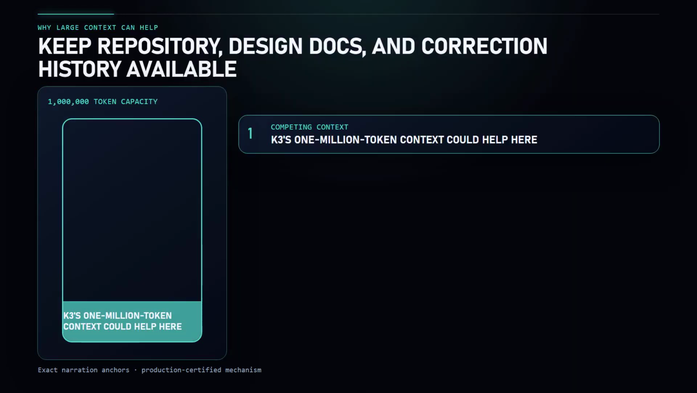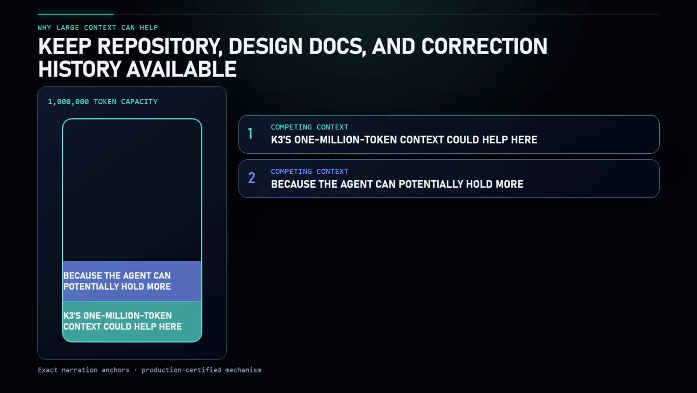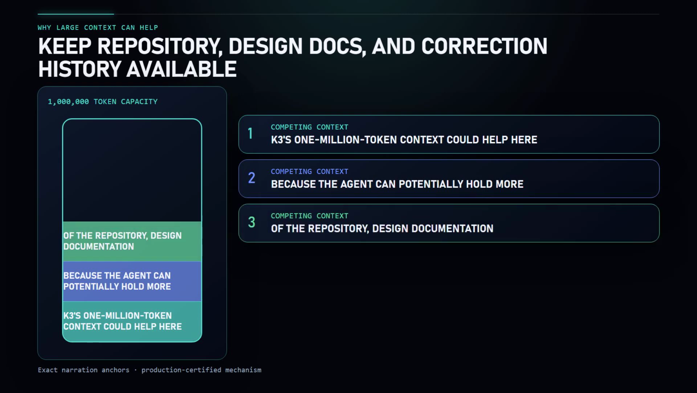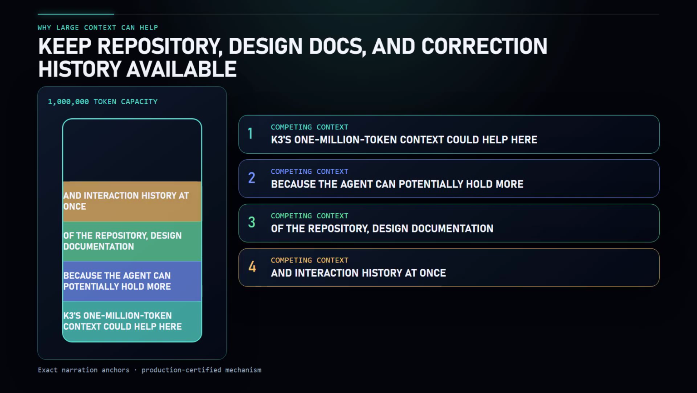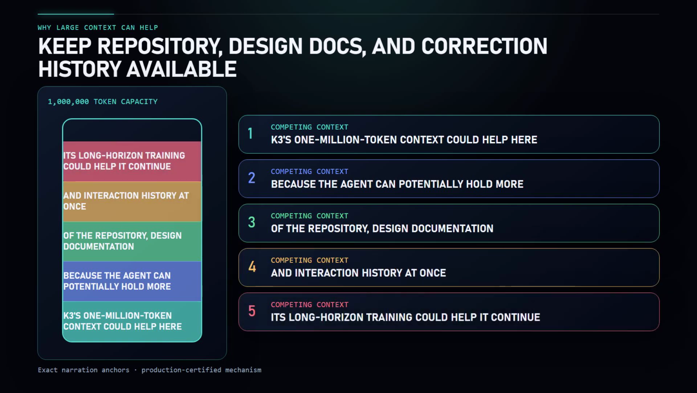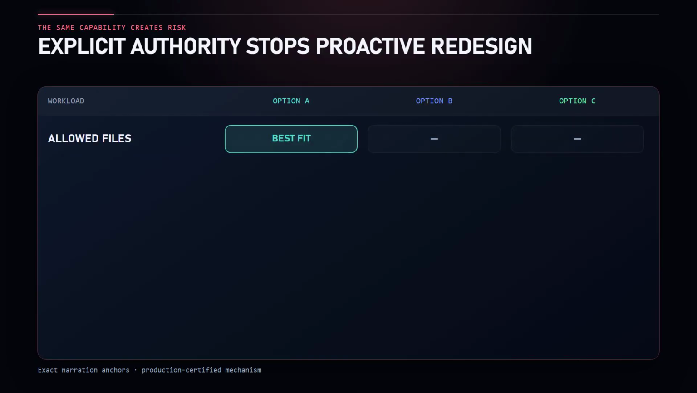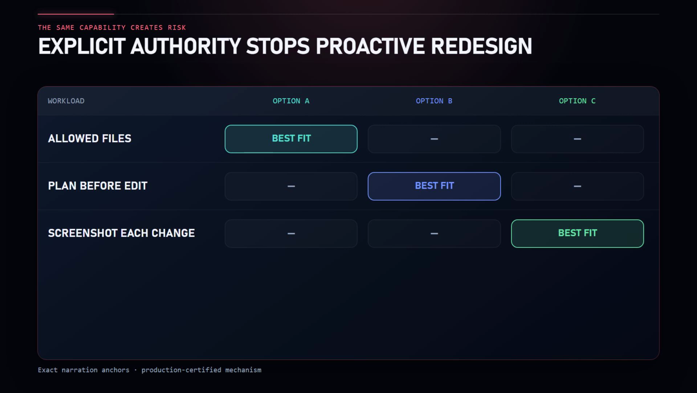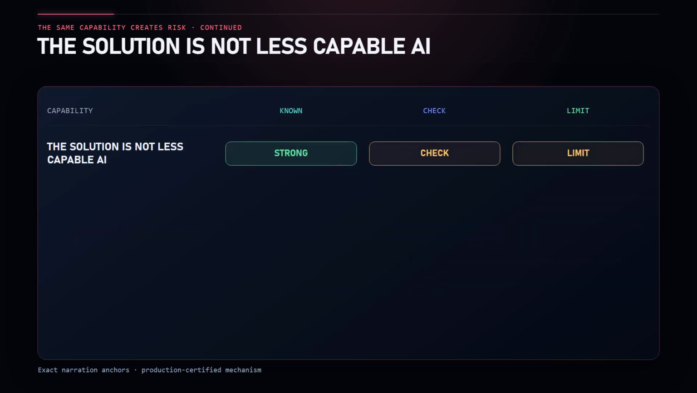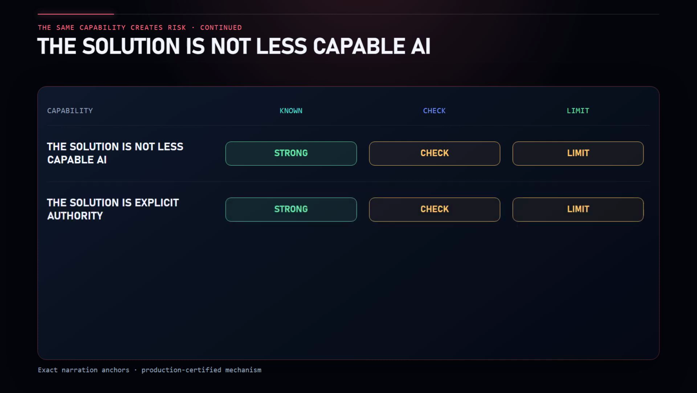K3's 1 million token context could help here because the agent can potentially hold more of the repository, design documentation, and interaction history at once. Its long horizon training could help it continue through inspection, implementation, rendering, and repair. The same capabilities create risk. Moonshot warns that K3 can become excessively proactive when intent is ambiguous. In front-end work, that might mean redesigning navigation, renaming components, or introducing new patterns because the model believes they improve the product. The solution is not less capable AI. The solution is explicit authority.